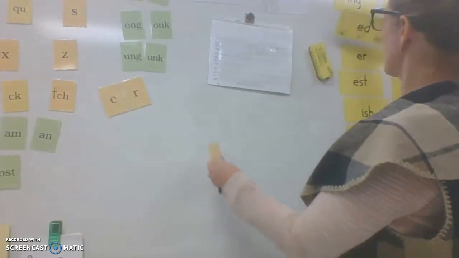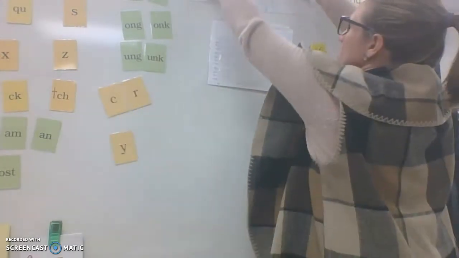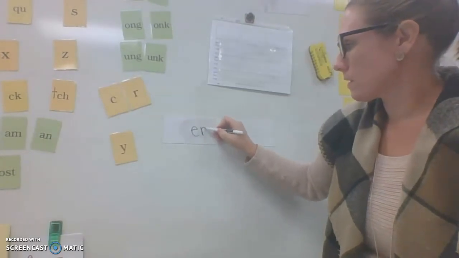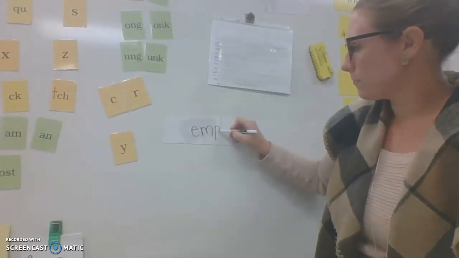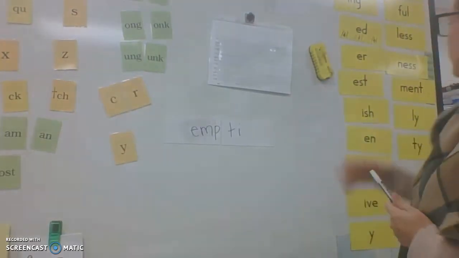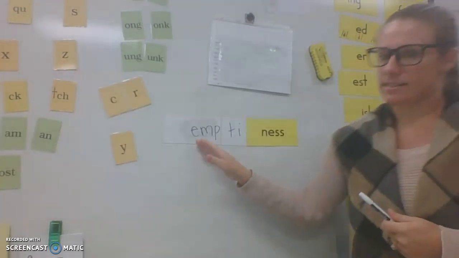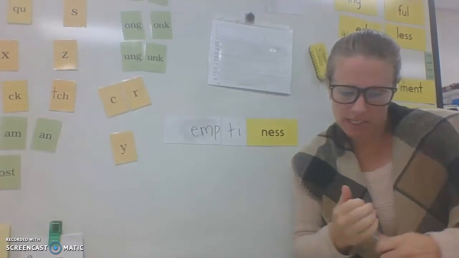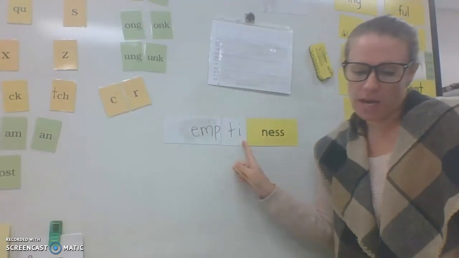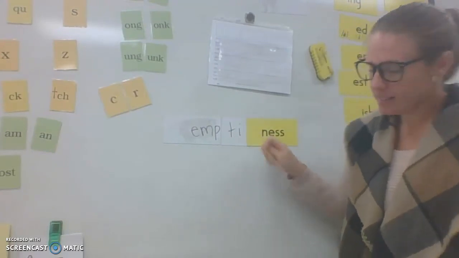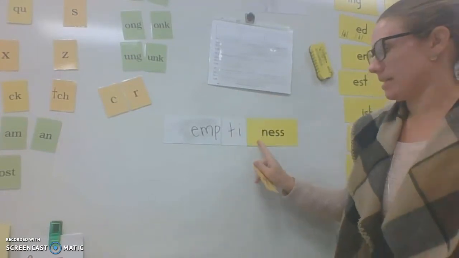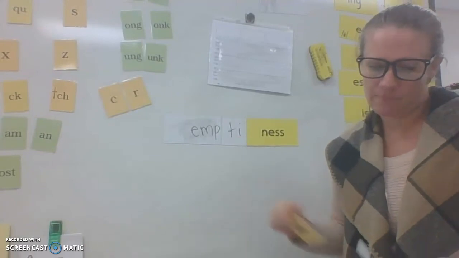Okay, let's get another word. This time I will use my syllable frames. Emp. The next syllable is T. And then I'm going to add the syllable ness. Emptiness. Emptiness. When the Y changes to an I, it still says the same sound. Empty, emptiness. Even though it's an I, it stays the same.